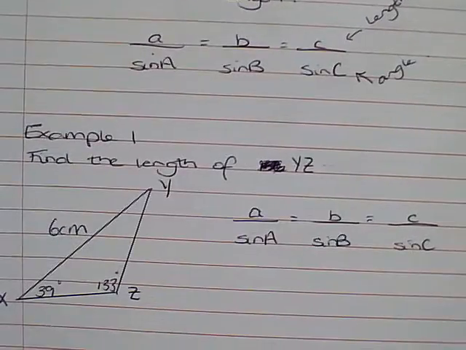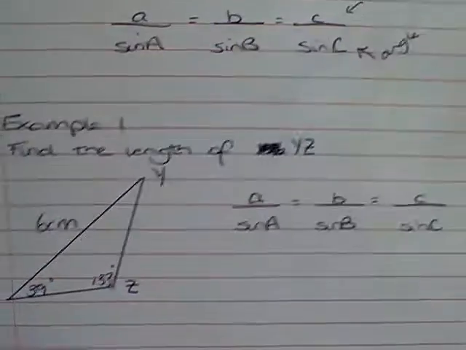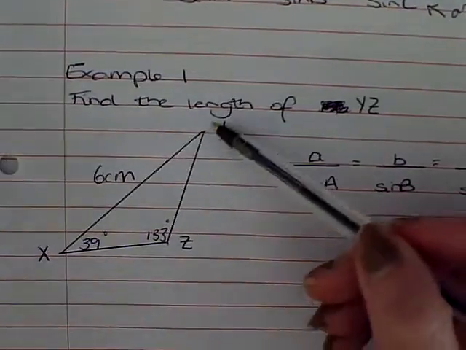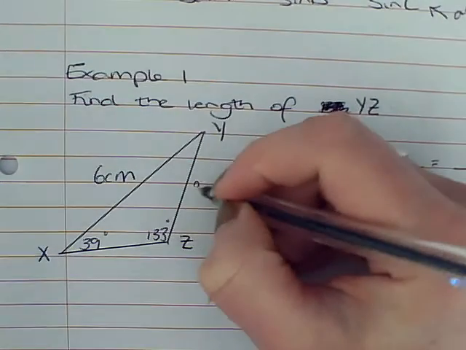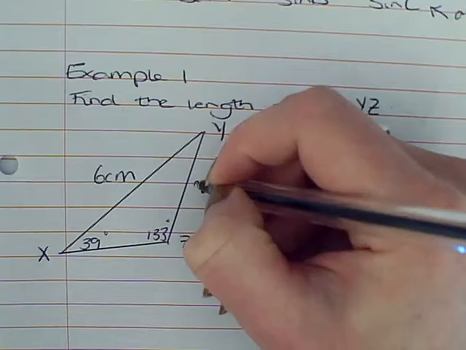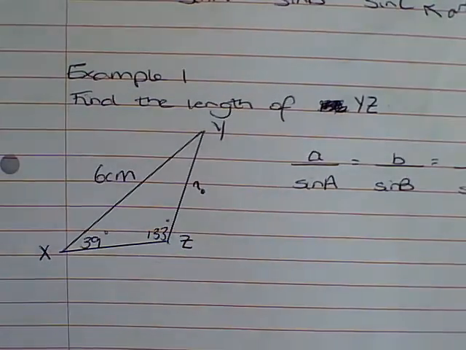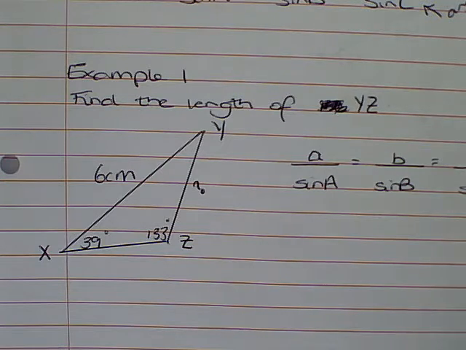So, find the length of YZ. So that is Y to Z. So we want this here. Put a wee question mark. That's the length we want. How do I know that it's the sine rule, it's not the cosine rule? If it was the cosine rule, I would need two lengths.